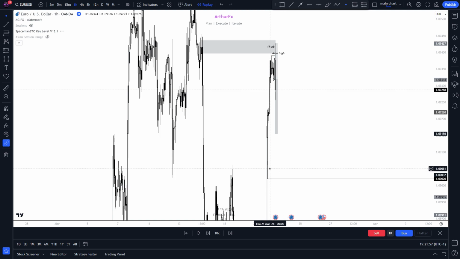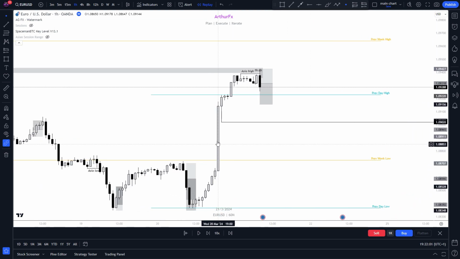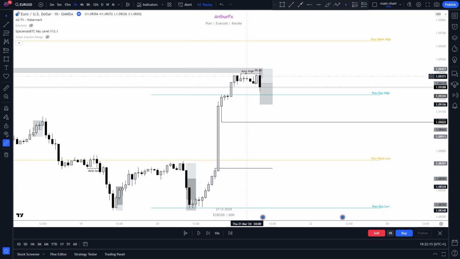I hopped onto the 1 hour, and I saw that we had this massive fair value gap right here. And this fair value gap was created during FOMC yesterday. So even after this expansion, a lot of people were bullish on EU and bearish on DXY. But why did I take a short here?